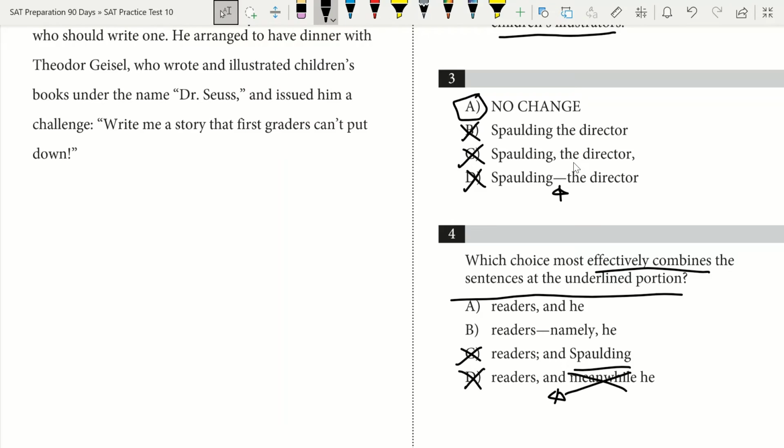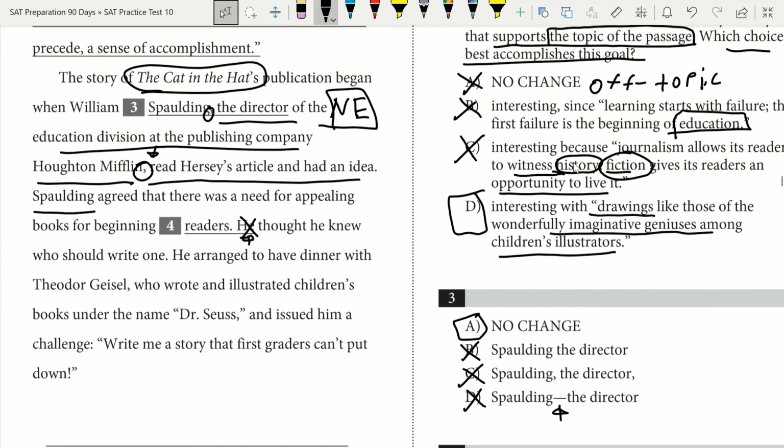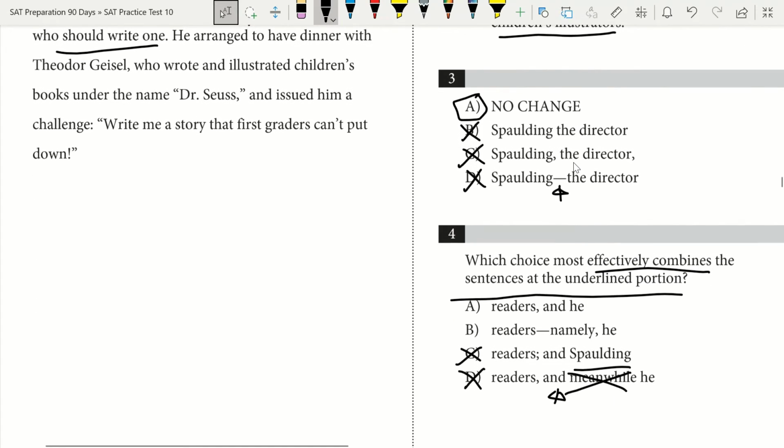So now between A and D, so we have a dash, namely he, or a comma, and he, right? So he agreed there was a need for appealing books for beginning readers, comma, and he thought he knew who should write one. All right, so that would make sense there. Our other option would be a dash, namely. Once again, namely is not really helping us gain any information there. So that's just adding wordiness. So our answer for 4 then will be A.